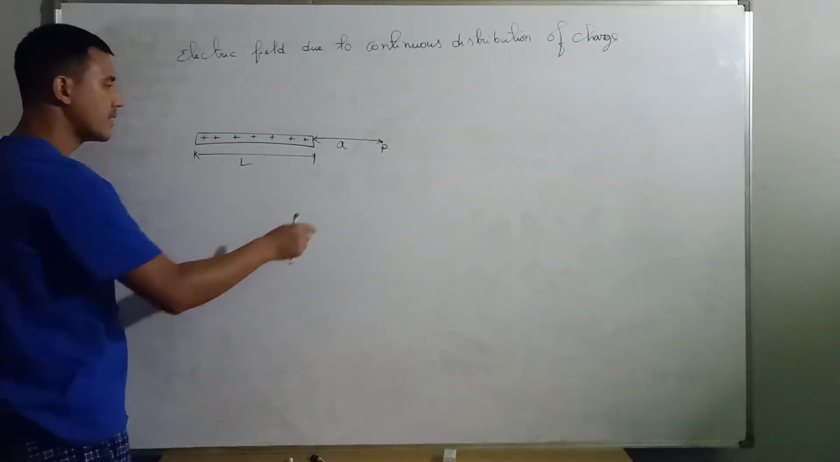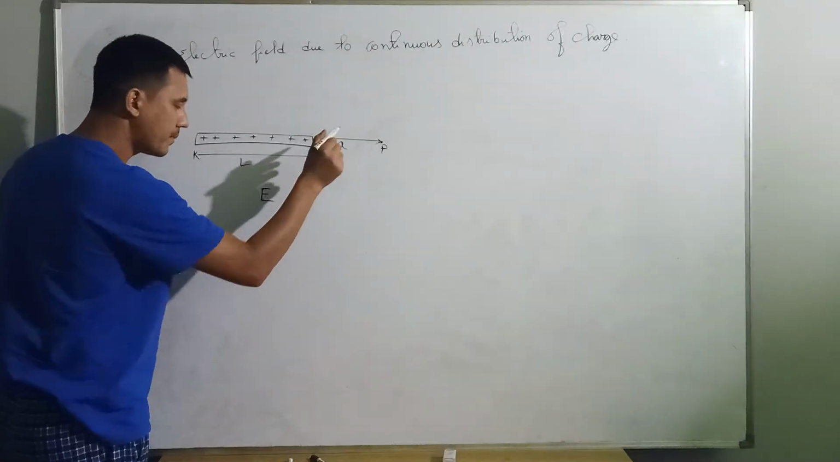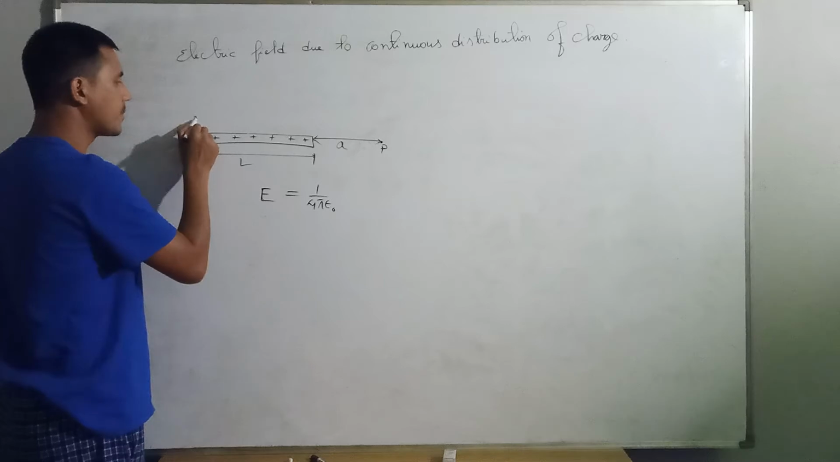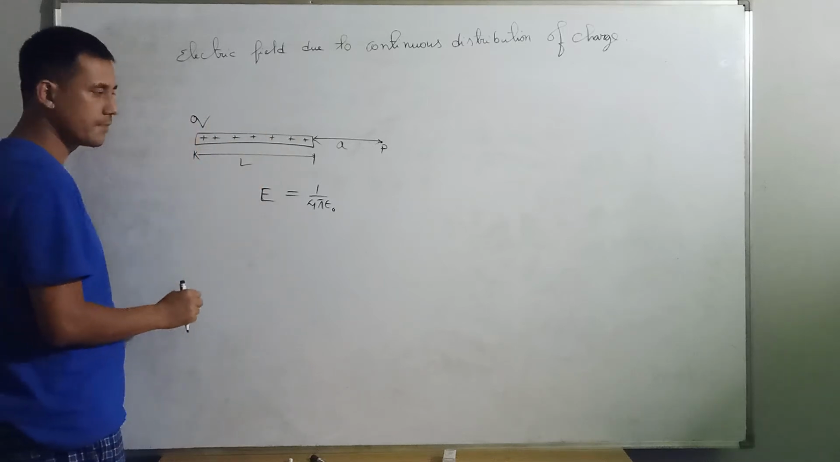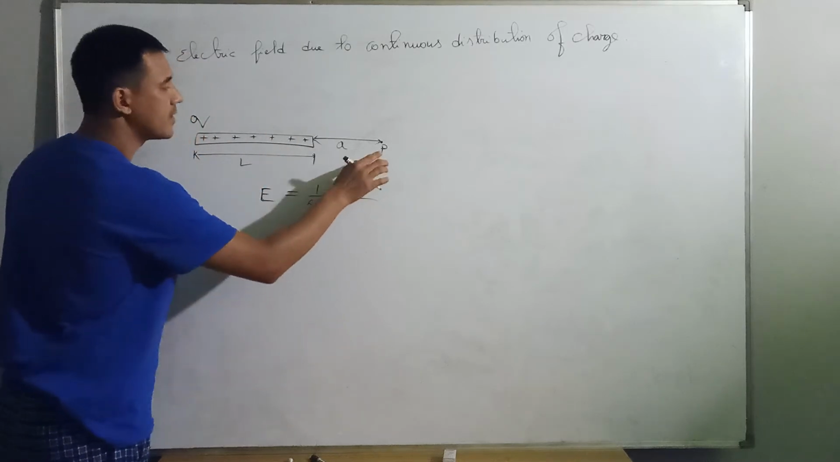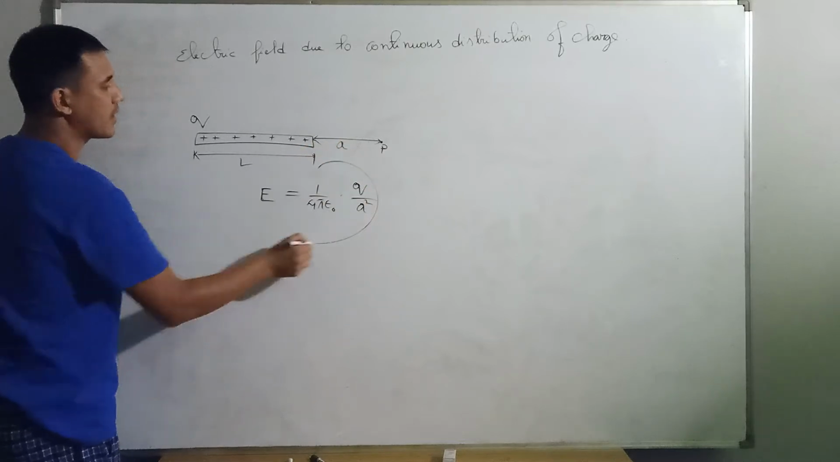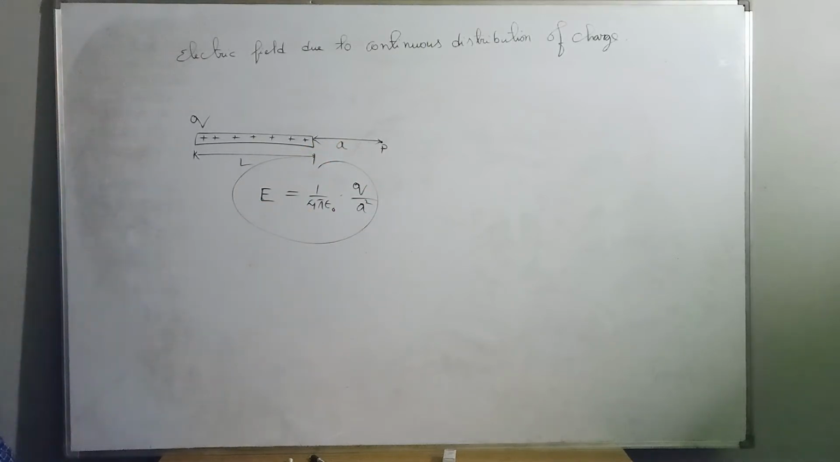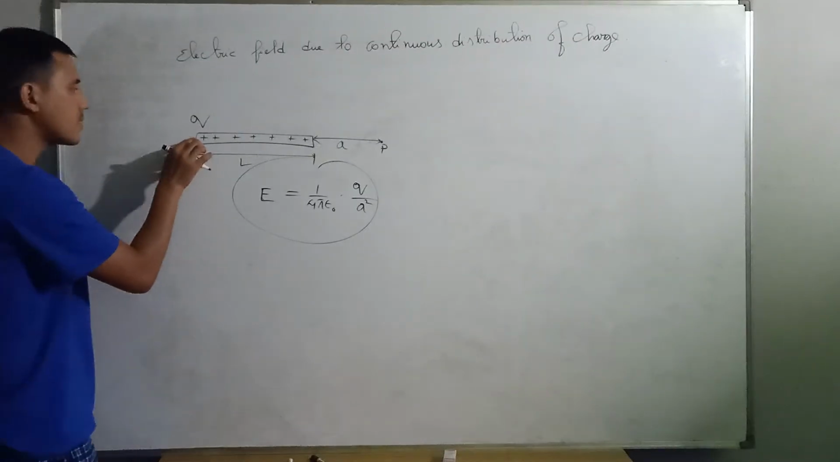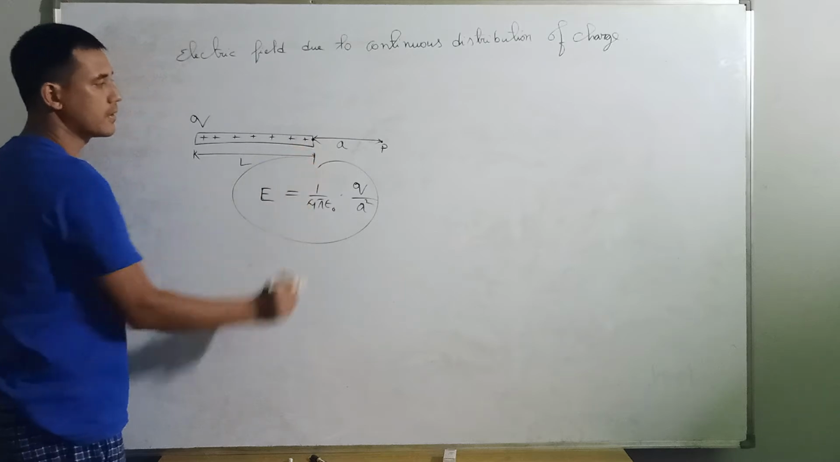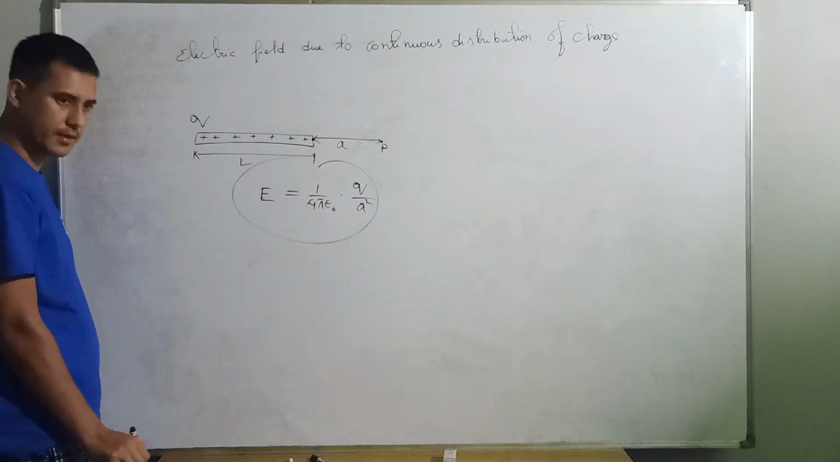Then the electric field at the point P will be 1 by 4 pi epsilon naught. Suppose this rod has a total charge Q. If you take Q by the distance of this point P from the end, which is A, if you take it like this, then that's wrong. You have to consider the entire rod, not just a point on the rod.